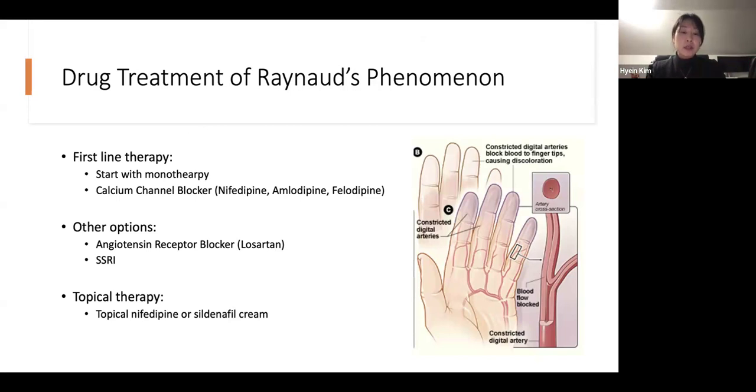Typically, the first line therapy is calcium channel blockers. Some of you may have been on it or heard about it. Things like nifedipine or Adalat, or amlodipine, Norvasc, or felodipine. Those are some of the calcium channel blockers we use.